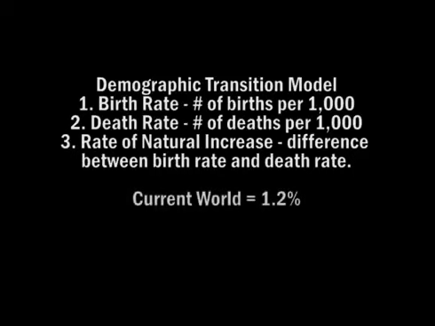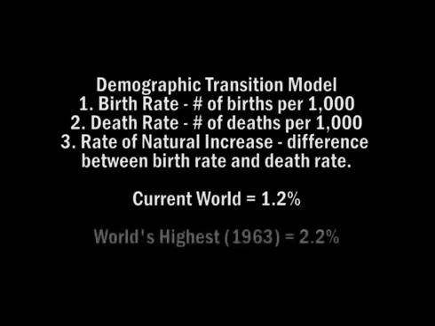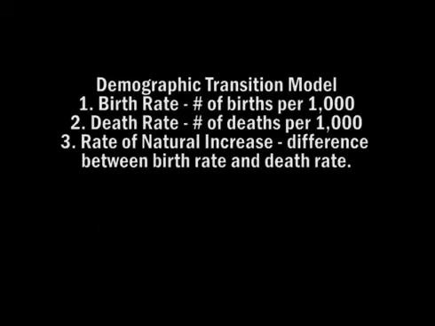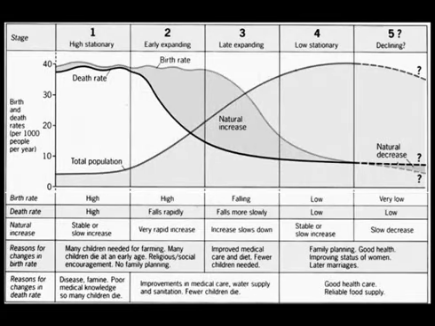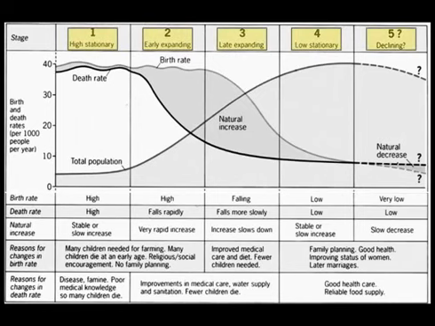To compare, the world's current rate of natural increase is approximately 1.2%. This is lower than our rate of natural increase in the mid-1900s when it reached 2.2% in 1963. So now that you know what it's measuring, let's look at the DTM. The demographic transition splits societies into 4 stages, as well as a possible 5th stage.